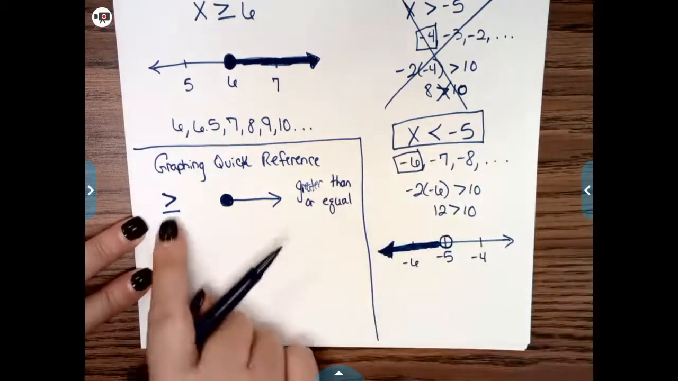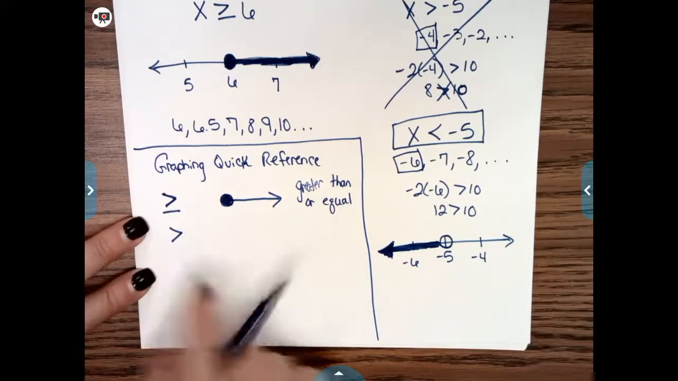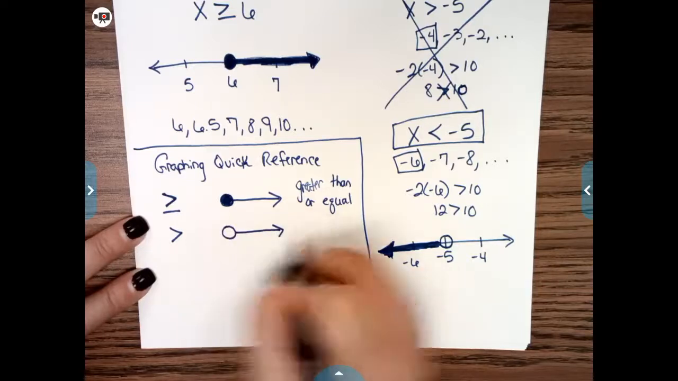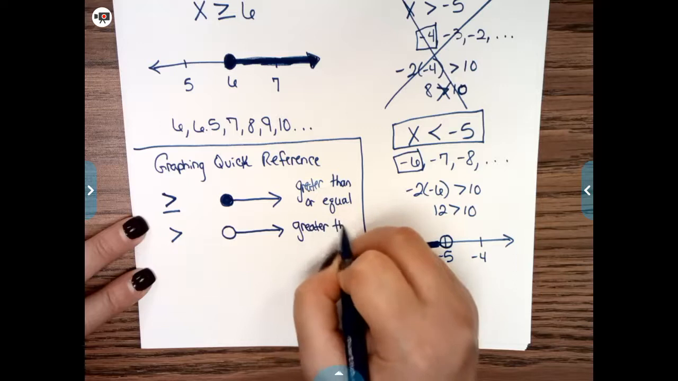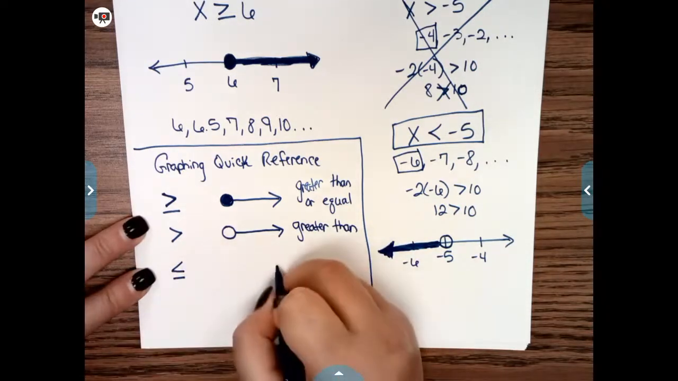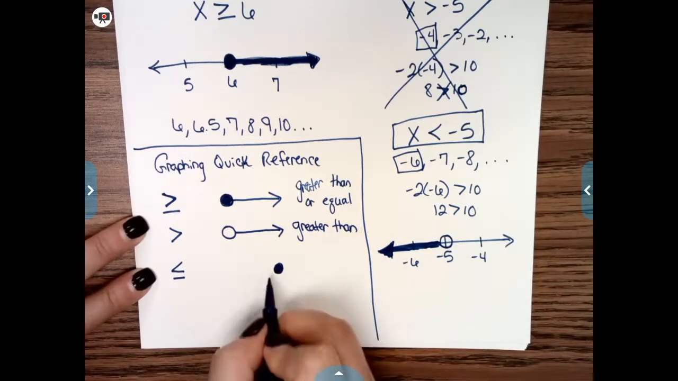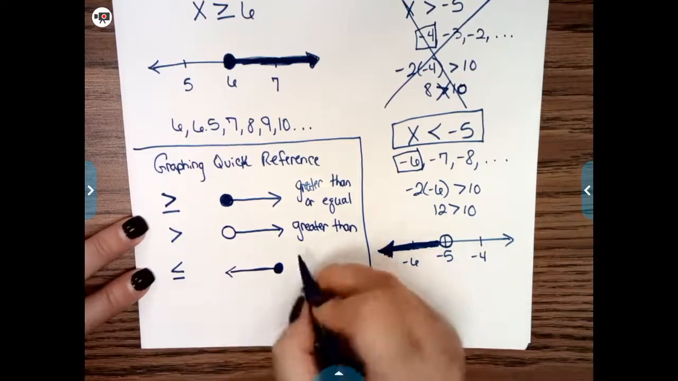Greater than or equal, it was a closed circle, shaded to the right. If it's just greater than, it's an open circle, because that means the solution is not included. So this is just greater than. If it's less than or equal, then there's that equal sign, so it's shaded and to the left. So the range of solutions is everything less than.